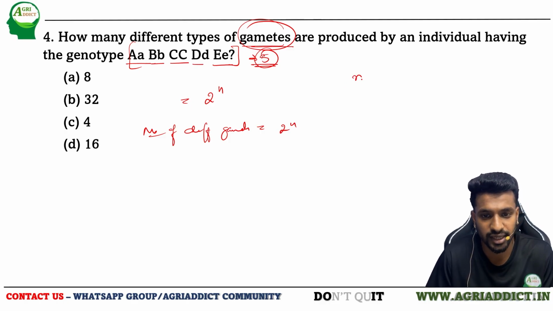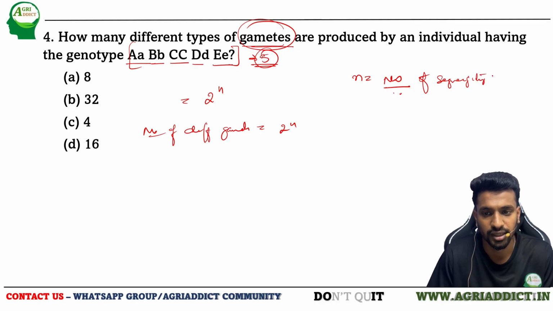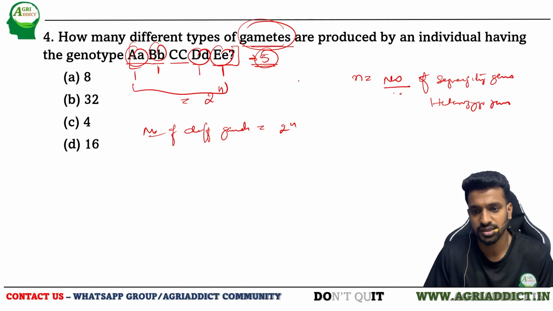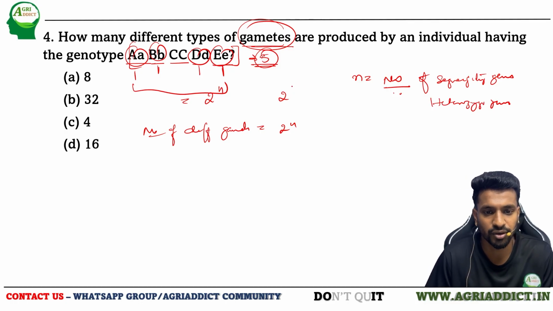So what is n here? This is very important, the meaning of n. N is not the number of genes, it is the number of segregating genes. That means, in simple words, the number of heterozygous genes. So you have to count the heterozygous genes. The first is heterozygous, the second is heterozygous, the third is homozygous, the fourth is hetero, and the fifth is also hetero. There are a total of 4 heterozygous genes or segregating genes. So 2 to the power of 4.